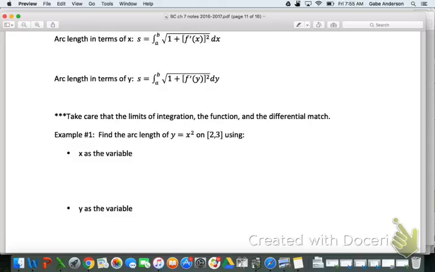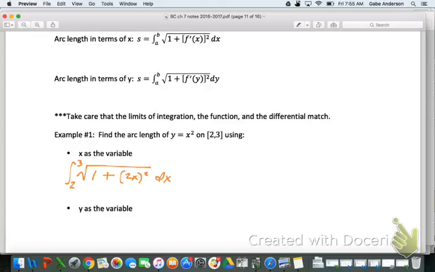So we'll do one of these for you, I'll have you guys do the other one, and we'll tackle the last one. Example 1 says, find the arc length of y equals x squared on the interval 2 to 3 using x as the variable. We'll do that one, and then I'll have you guys use y as the variable. This really is pretty simple once you have this formula down. Bottom line is you would set this up like so: arc length equals integral from 2 to 3. The low x value is 2, the high x value is 3, and the integrand is just the square root of 1 plus the derivative of the function, in this case x squared, so the derivative would be 2x, quantity squared, dx.